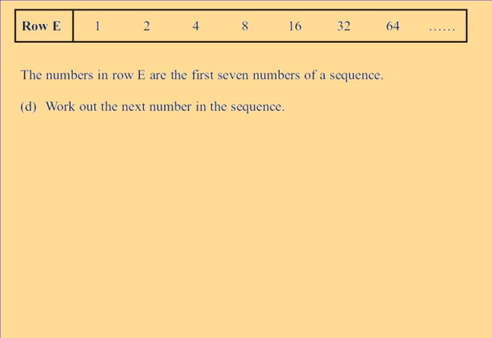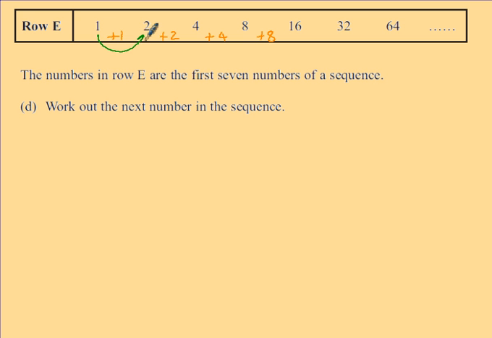And finally, part D. The numbers in row E are the first 7 numbers of a sequence. We want to work out what the next number in this sequence is. Okay, so as we like to do when we look at these numbers, we try and spot patterns, and we could, for instance, work out that I'm adding 1 here, and then I'm adding 2, and then I'm adding 4, and then I'm adding 8, and so on. And then I think to myself, well, how is this sequence increasing? Well, it looks like I'm just writing down the same sequence as I had originally. So maybe there's something else going on here.